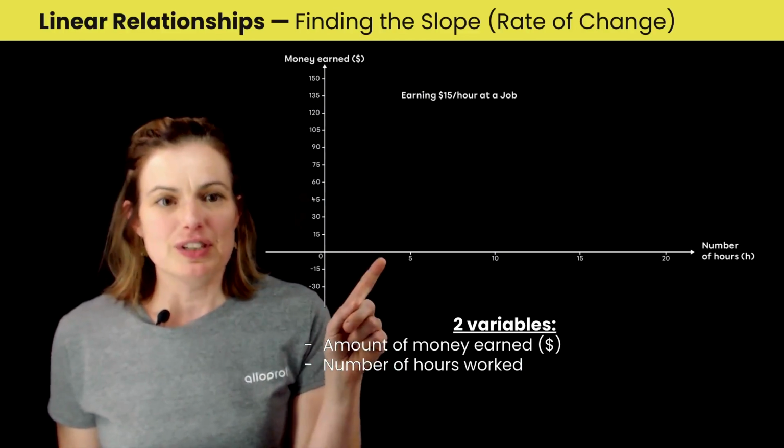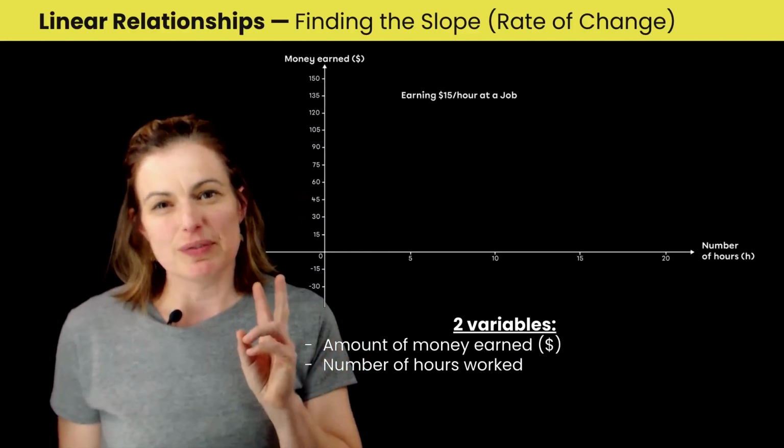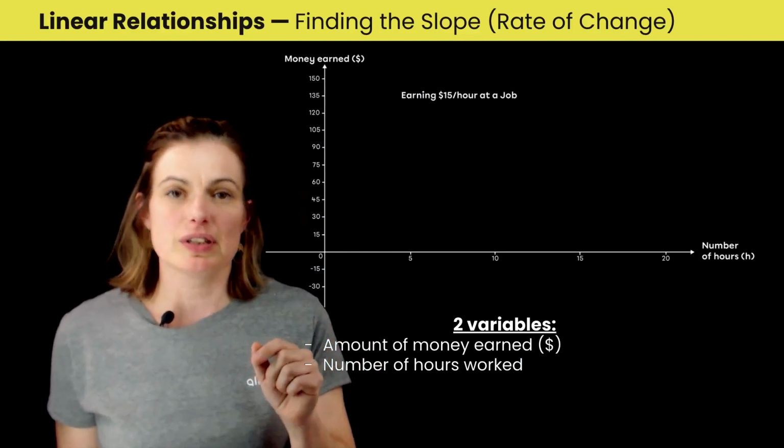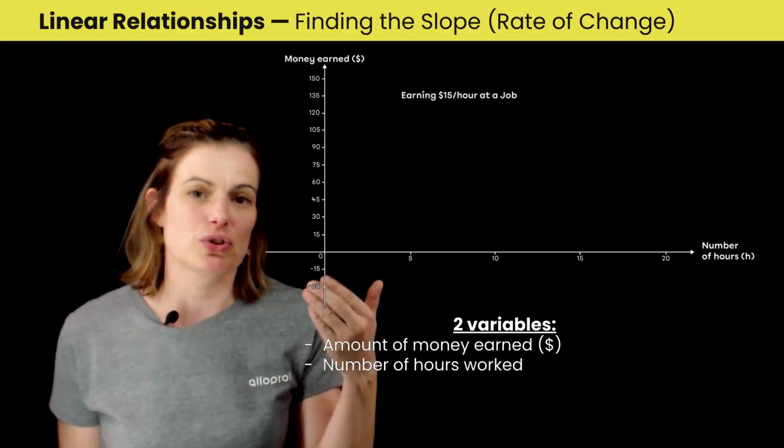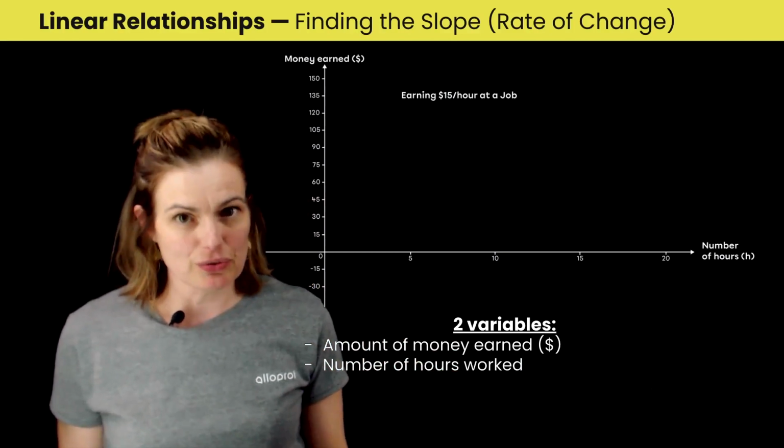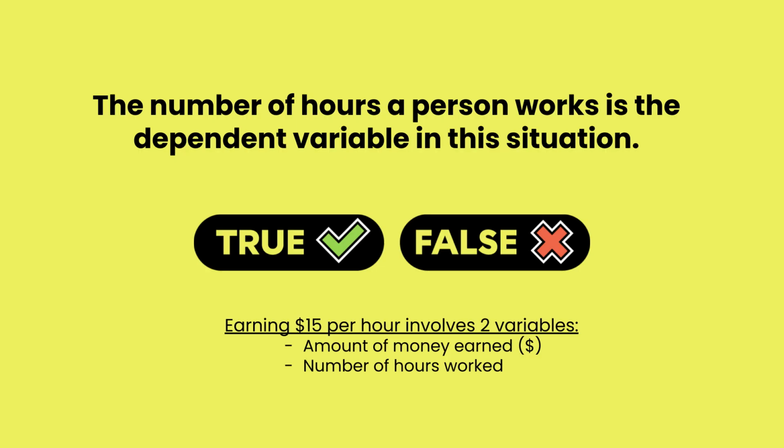All right, so I've got a situation here for you. Someone is earning $15 an hour at their job. This means we have two variables. We have the number of hours that the person is working and the money that the person is earning. So I have a question for you. The number of hours a person works, is it the dependent variable or the independent variable in this situation?